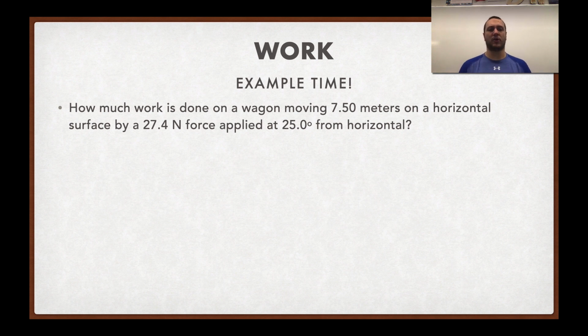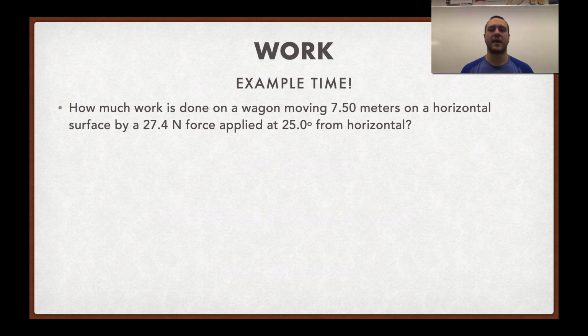So here's a quick example to look at. How much work is done on a wagon moving 7.50 meters on a horizontal surface by a 27.4 newton force applied at 25 degrees from horizontal? Note the wording here. The wagon is on a horizontal surface, and the force is being applied at an angle measured from horizontal. This is a pretty traditional look at how we can find the work that is done. So take a moment, attempt to solve this problem on your own, and then come back to see the solution.